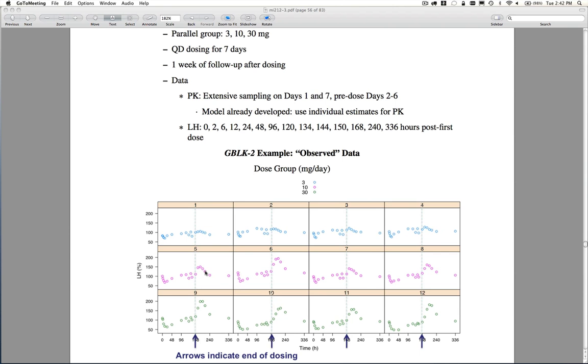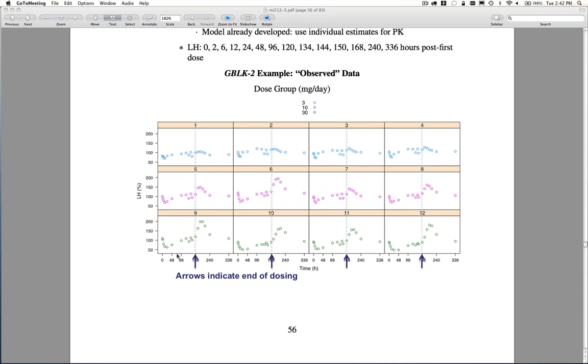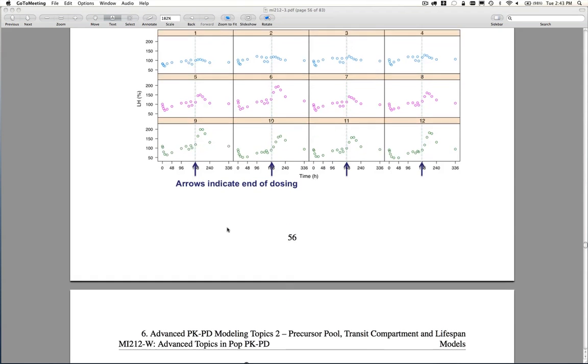as we ended therapy. And then with the 30 milligram a day dose group, we saw a much more marked suppression in luteinizing hormone. We do see a development of tolerance over time and then a very noticeable rebound and then eventual return to baseline with that highest dose group.